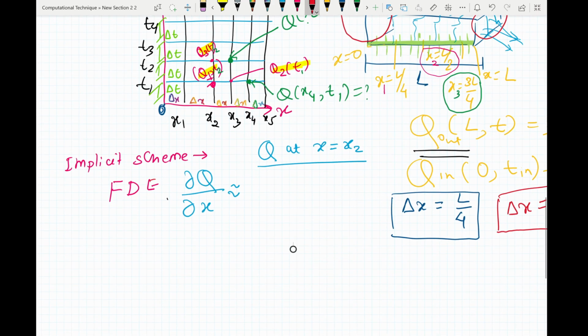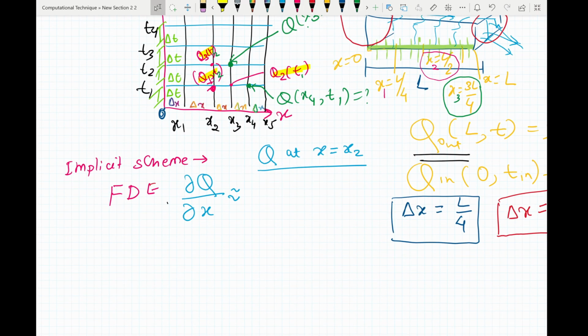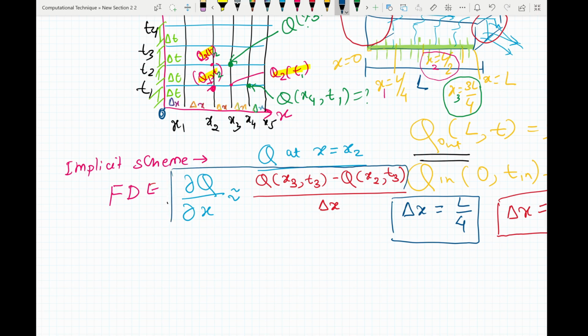If you represent your finite differential equation like q at x3 at time t3 minus your flow at x2 in time t3 divided by your delta x, then this type of scheme to solve your problem is known as implicit scheme.